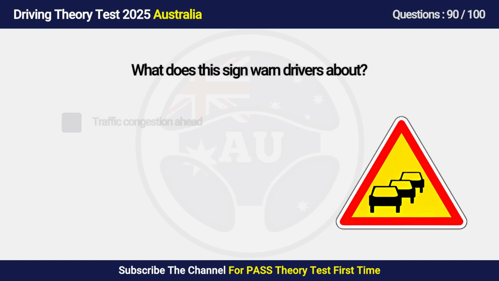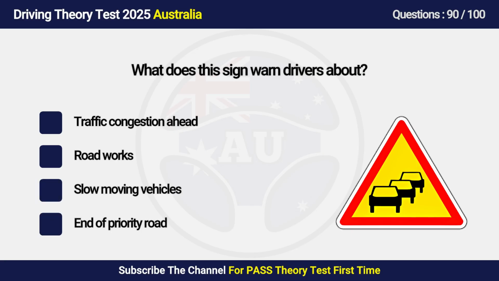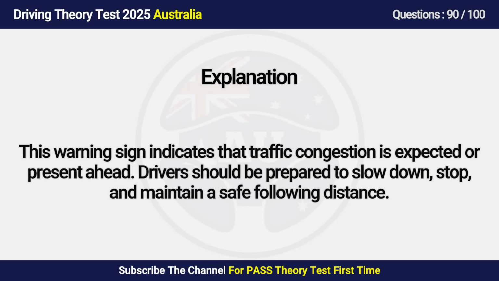Question 90. What does this sign warn drivers about? A, traffic congestion ahead. B, roadworks. C, slow-moving vehicles. D, end of priority road. Answer is A, traffic congestion ahead. This warning sign indicates that traffic congestion is expected or present ahead. Drivers should be prepared to slow down, stop, and maintain a safe following distance.